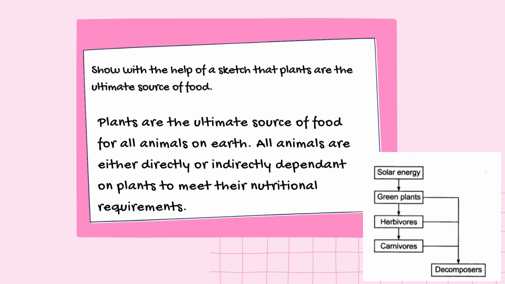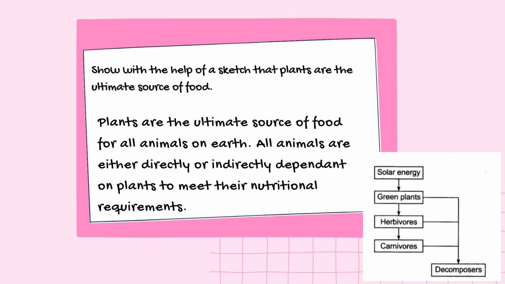Plants are the ultimate source of food for all animals on earth. All animals are either directly or indirectly dependent on plants to meet their nutritional requirements. As you can see in the diagram, plants absorb sunlight and make their own food. Herbivorous animals depend on plants directly, whereas carnivorous animals depend indirectly on plants. Later, all dead plants and animals are consumed by decomposers.